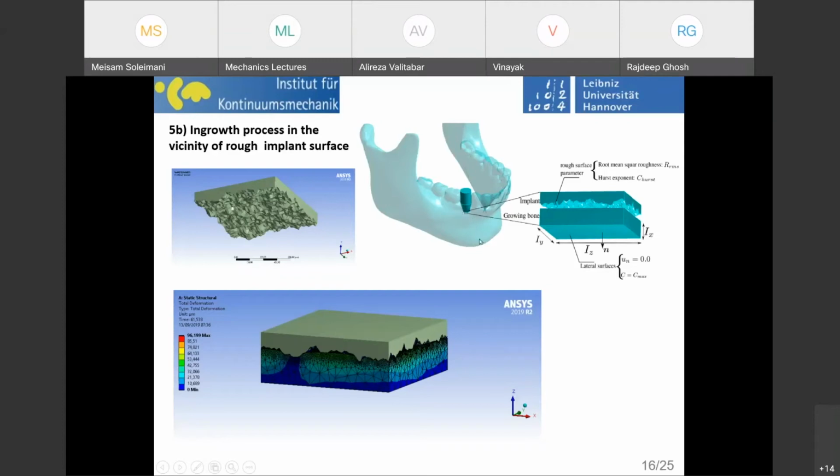But if you zoom and go to this micro scale, or at least the length scale of this surface roughness, then in this case, what you see is exactly like this. Because this is nothing else than the growth of these osteoblasts. That means the cells that basically contribute to the growth of the bone. So this is also another example of confined growth.